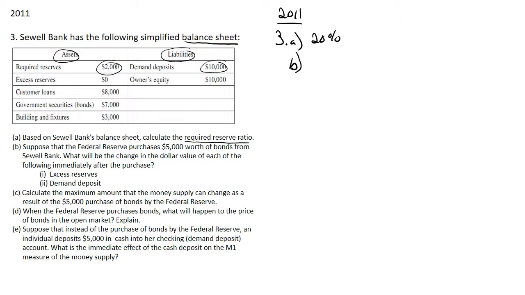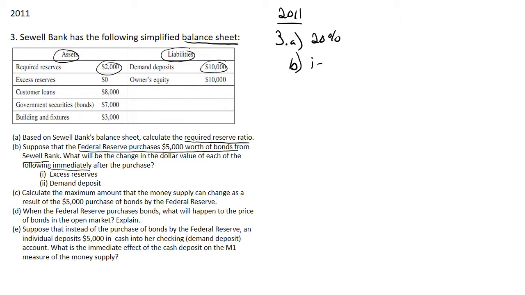It then goes on to say, suppose that the Federal Reserve purchases $5,000 worth of bonds from Sewell Bank. What will be the change in the dollar value of each of the following immediately after the purchase? Okay, so we're on part B, section 1, and it says excess reserves.